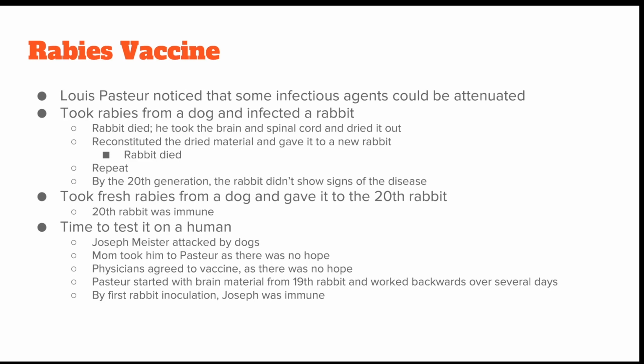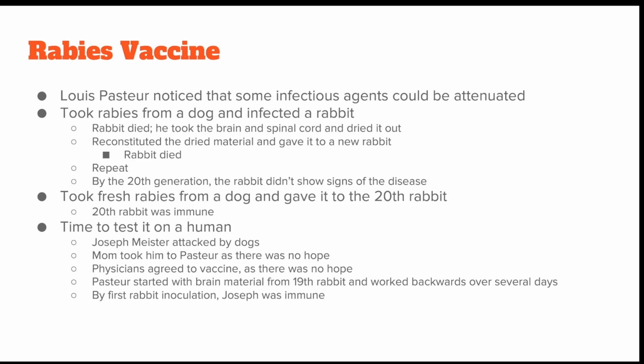So Louis Pasteur back in the 1850s noticed that some infectious agents could be attenuated. They could be made less harmful. You don't have to kill them, but you can attenuate them. They will still grow and multiply, but they wouldn't cause disease. And so he started experimenting on this in the 1850s, 1860s, 1870s, 1880s, for 30-some years. And what he was trying to do was find a cure for rabies. He wasn't trying to find a vaccine per se.